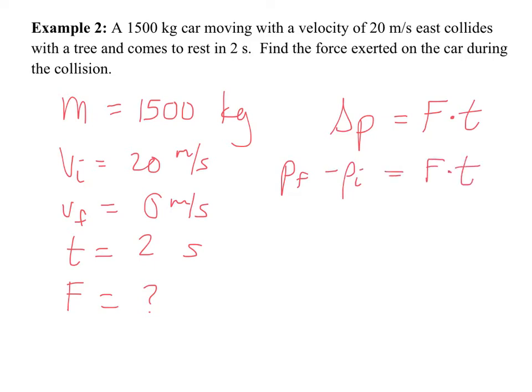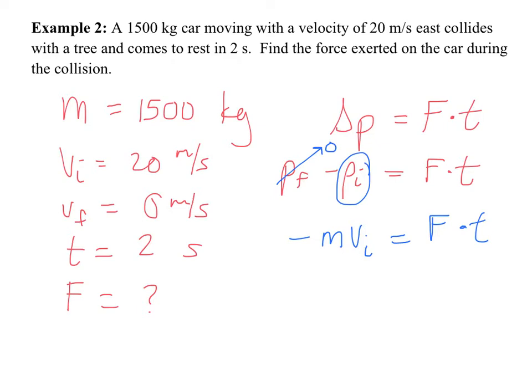What's the final momentum going to be in this problem? It's 0. How come? Because final velocity is 0, so that's got to be 0. So this reduces to make it simpler. Now remember, momentum is equal to mass times velocity. I want to solve for F. That's my goal. So go ahead and divide by time.